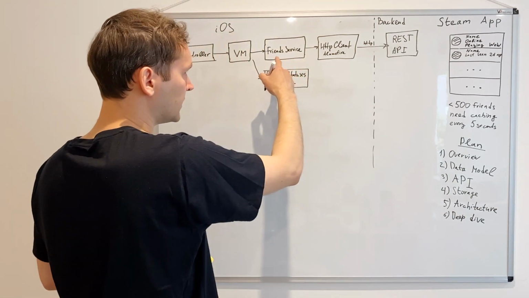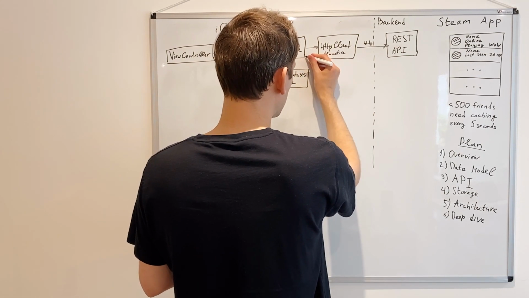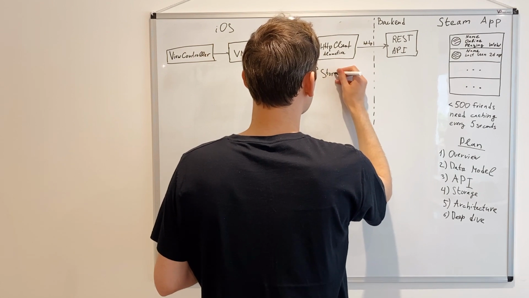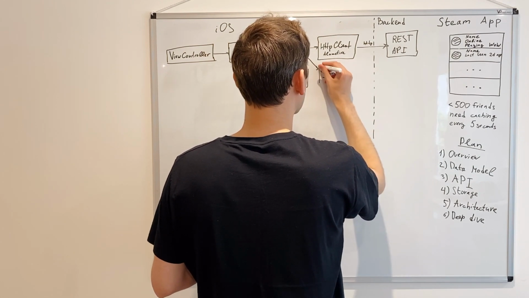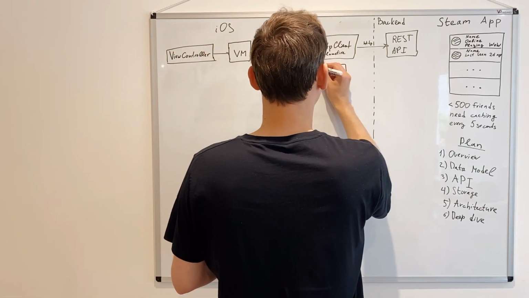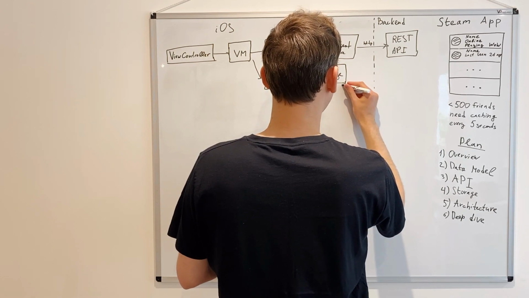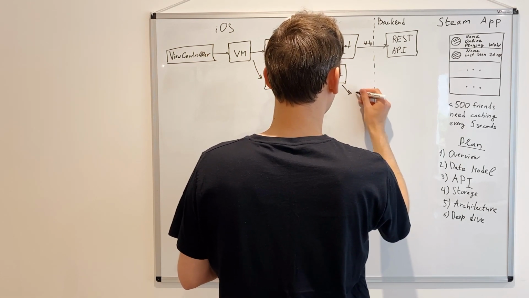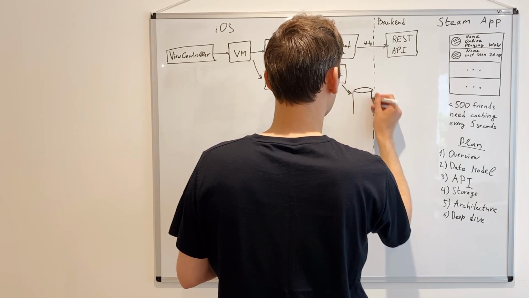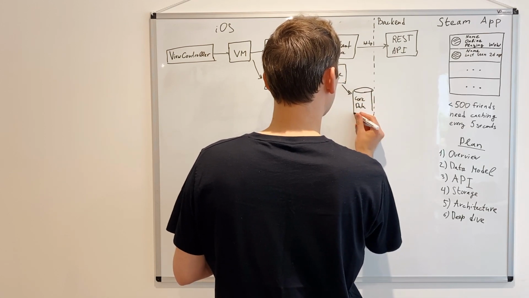Also, we want to store our friends, so we would need storage, and here we can create an additional storage class that would be responsible for communicating with Core Data. And this storage class would be communicating with Core Data. Here I will write Core Data.